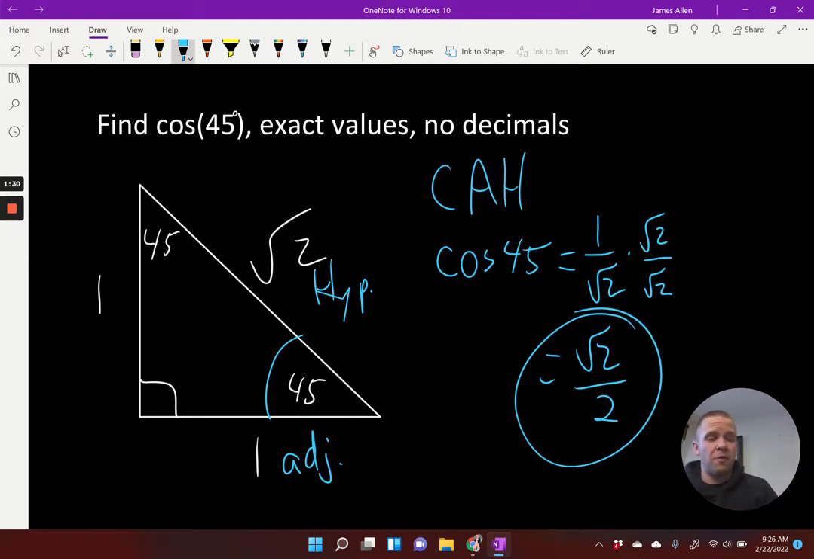If you were to type cosine of 45 in your calculator in degree mode, you would get a decimal that would be equivalent to root 2 over 2 if you were to plug that into your calculator. All right. Perfect. Let's keep going.